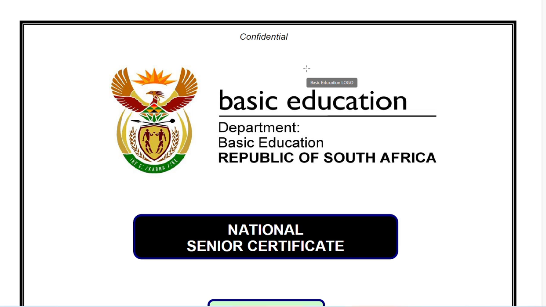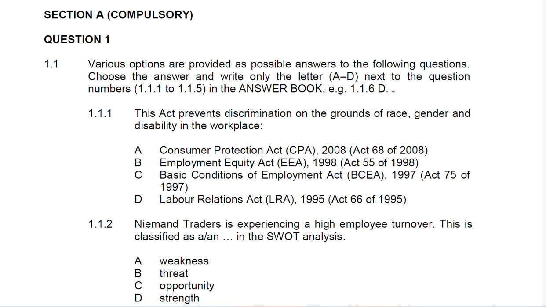Now, let us look and see what we have in Section A, and then we will look together at question 1.1, question 1.2, as well as question 1.3. When we look at Section A, we'll have question 1. They're saying various options are provided as possible answers to the following questions. Choose the answer and write only the letter A to D next to the question number 1.1.1 to 1.1.5 in the answer book, e.g. 1.1.6 D.